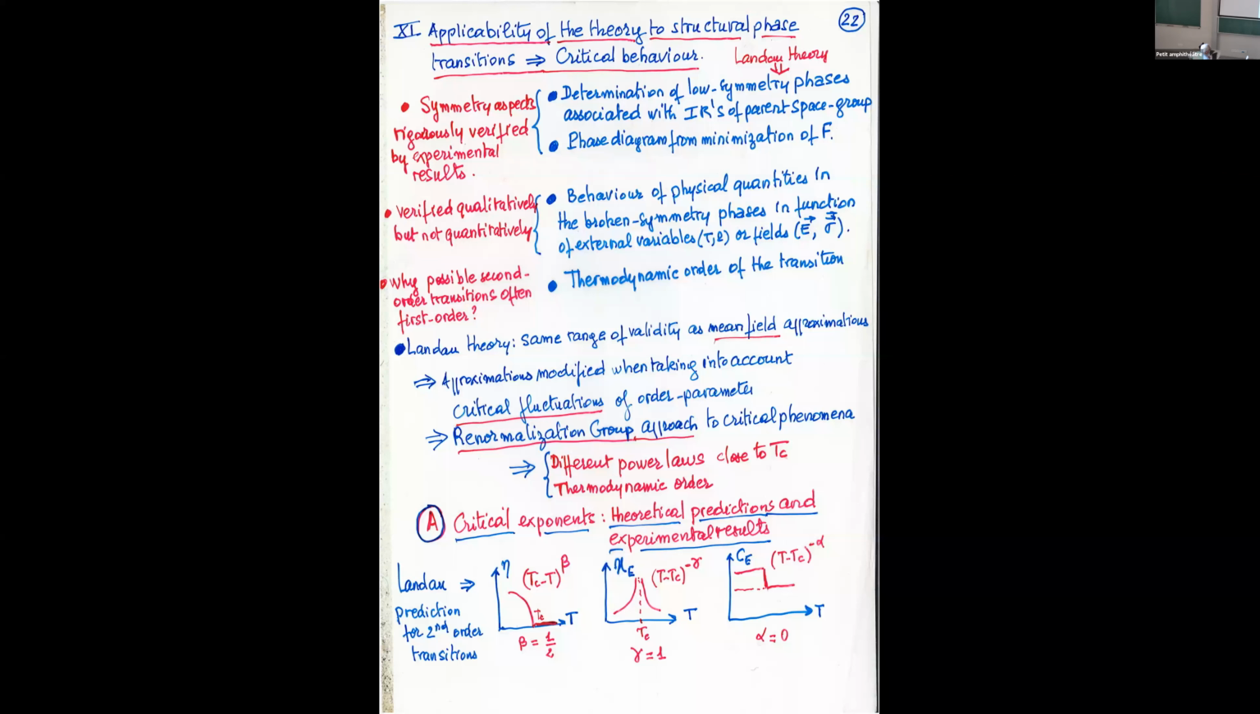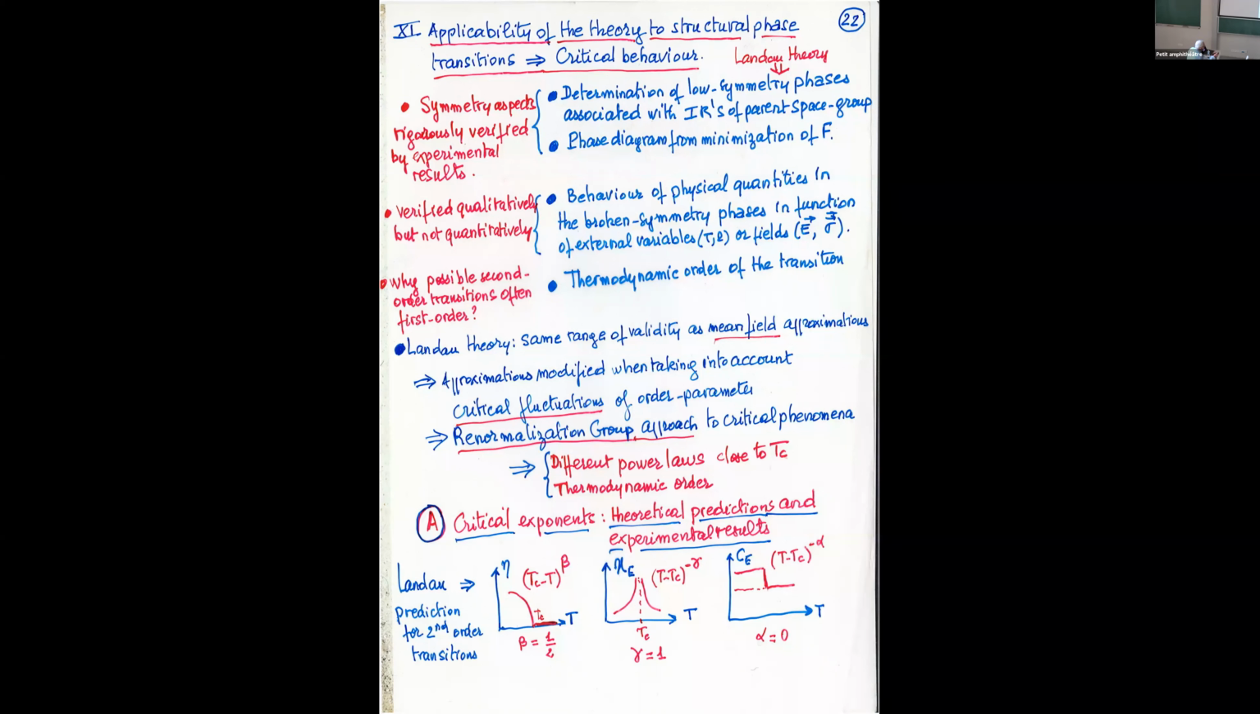I don't want to repeat things that you know better than me: the Landau theory is assumed to have the same range of validity as the mean field approximation. And since the mean field approximation can be improved by taking into account critical fluctuations, the renormalization group tries to predict more precisely new power laws close to TC, and also to see if it could predict the thermodynamic order, introducing the concept of stable fixed point.